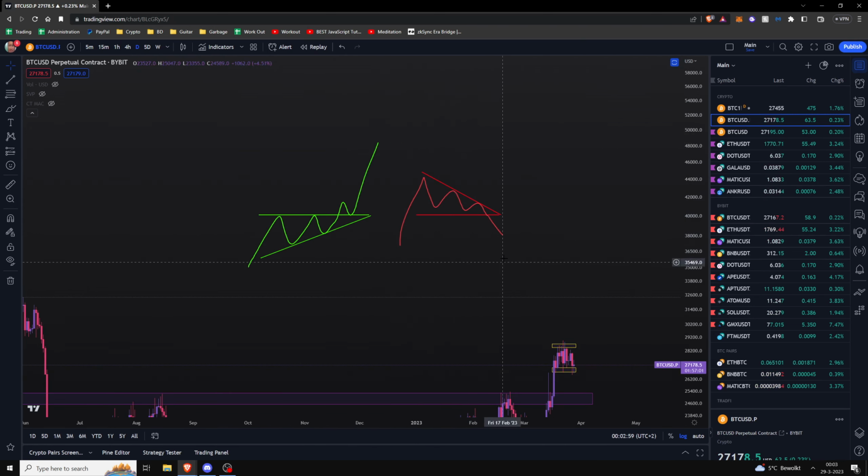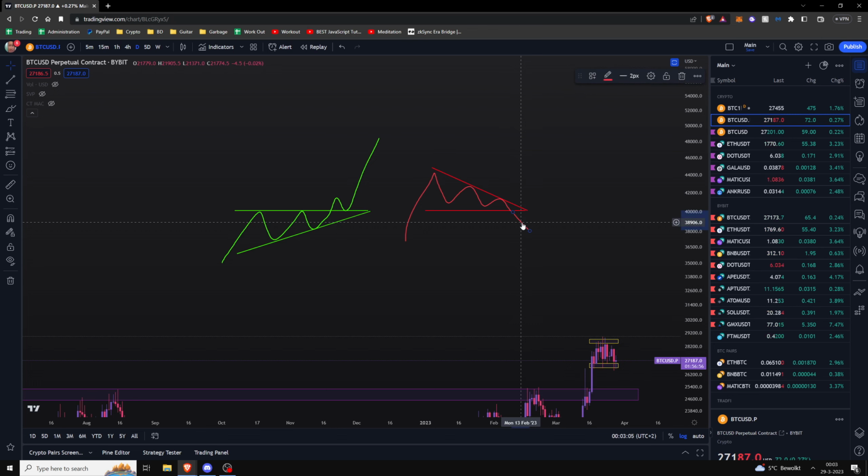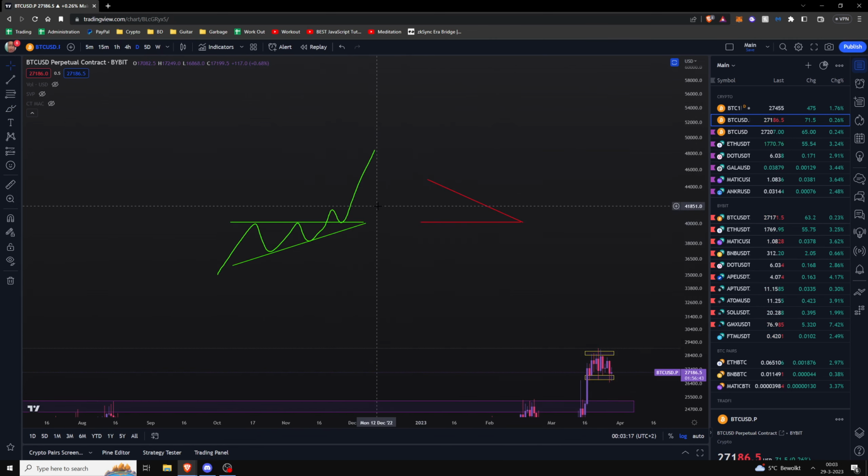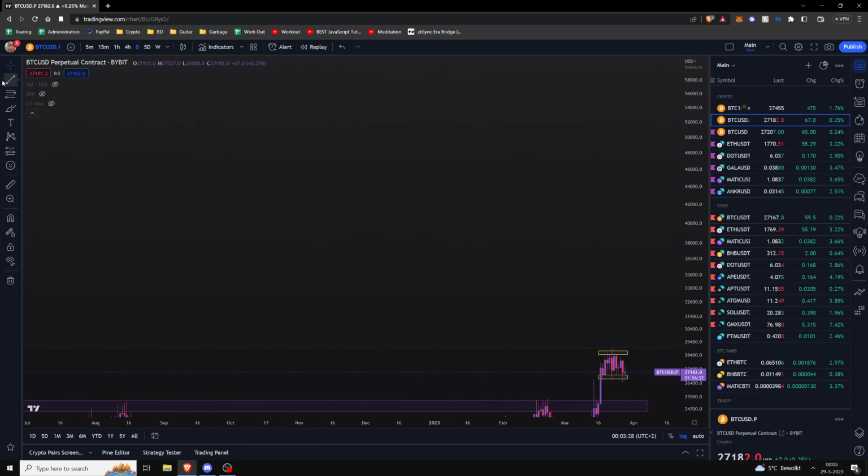Now, of course, nothing has to happen, but these are like I think 70% to break down for descending triangles, 70%. Same thing for the ascending. I think it's about 70% that they break to their respective sides. There is a slightly less popular, but in my opinion better variation of this, one that I like better, and that is the right-angled broadening descending wedge or something.